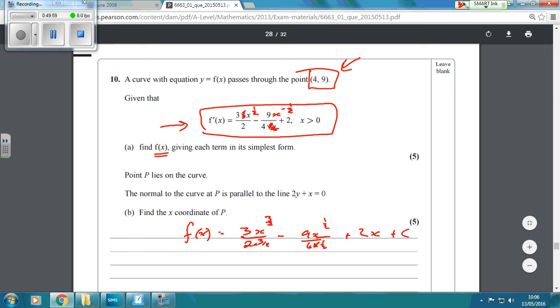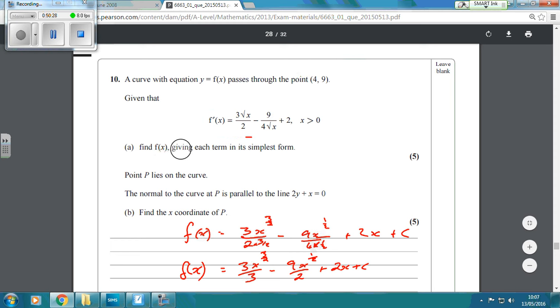So then we've got to simplify this. 2 times 3 over 2 is going to be 3, so that's going to be 3x to the 3 over 2 over 3. And again, it doesn't matter if we do an extra line of workings to simplify it, as long as we're confident with our answer. Minus 9x to the power of a half over 2, plus 2x plus c. So then, if we simplify that final time, we get f of x.